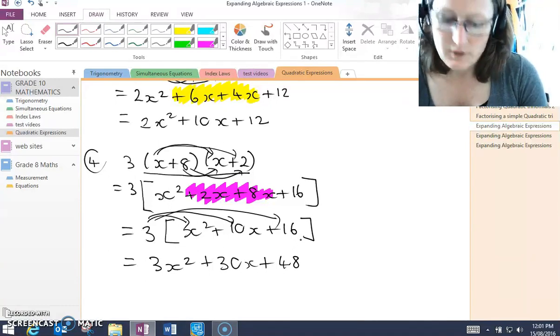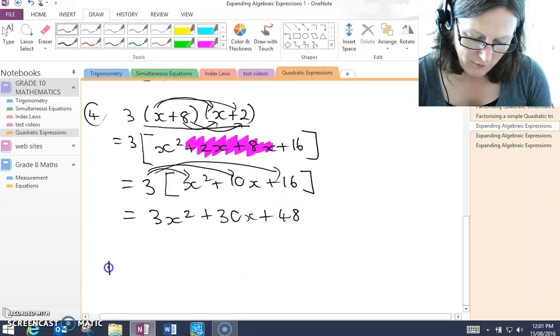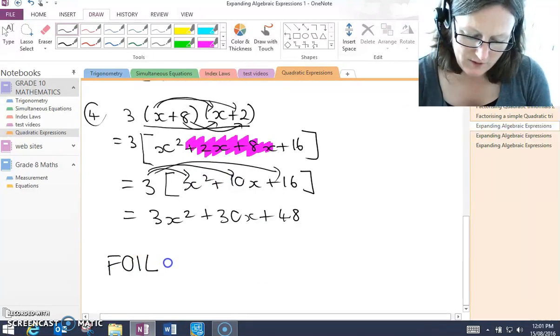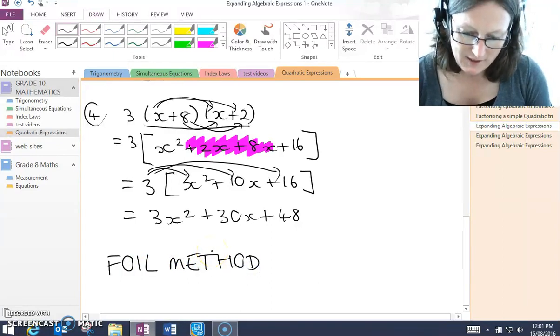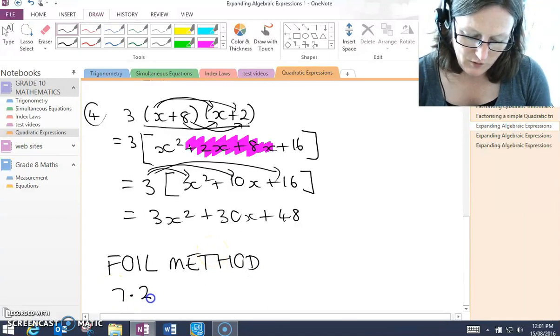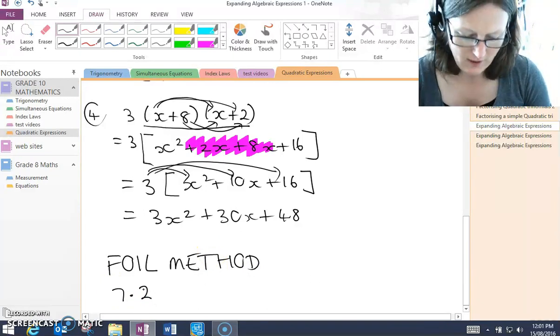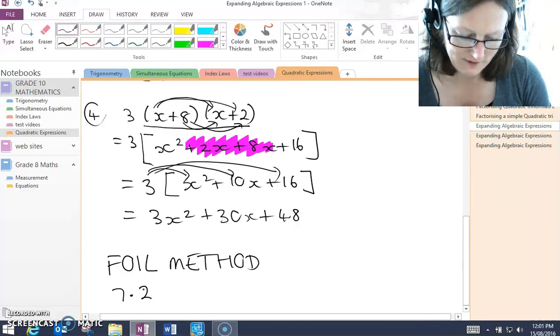The textbook uses a method called the FOIL method, so you can see your textbook for that method, and the exercise related to these worked examples is exercise 7.2, so if you're needing to do some for practice, please refer to 7.2.